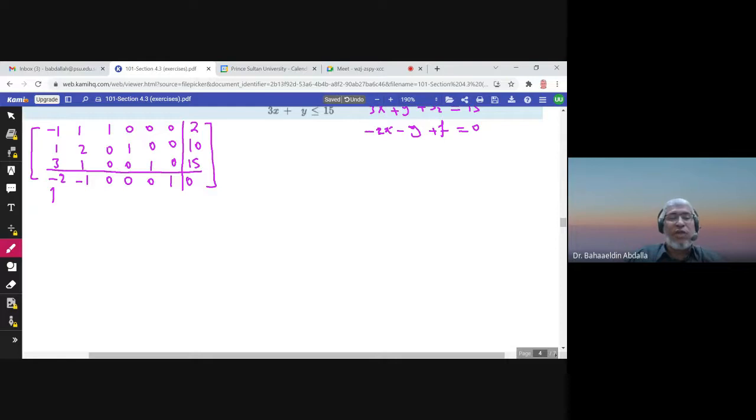This is the most negative. I cannot divide by -1. So 10 divided by 1 is 10. 15 divided by 3 is 5. So this is the pivot entry.